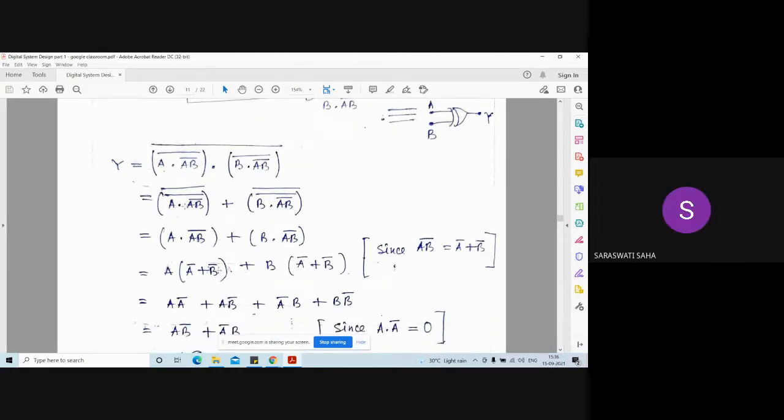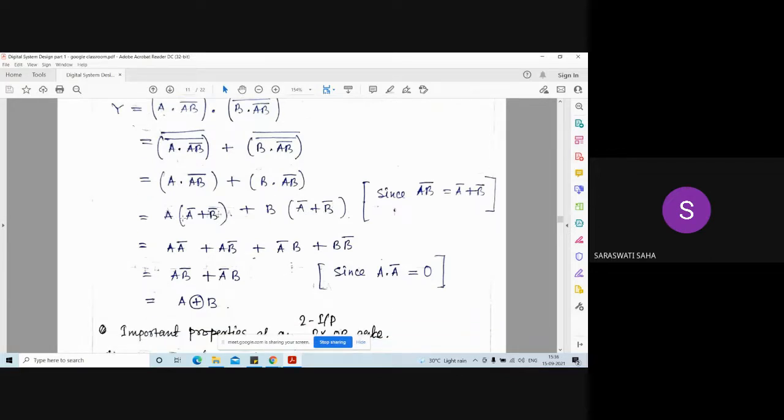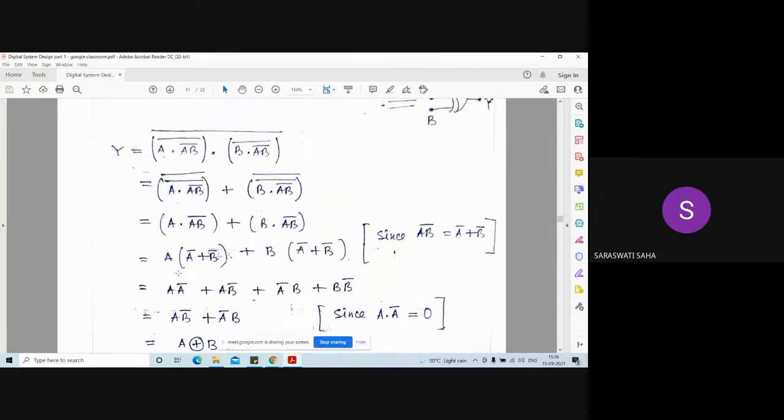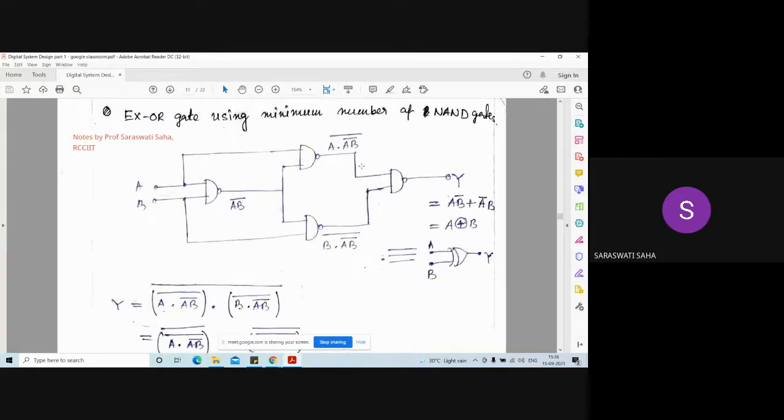So in this way, if you try, then you can reduce. See, here again NAND operation. So use De Morgan's theorem. NAND is equivalent to bubbled OR. Here also NAND is equivalent to bubbled OR. Then you will get A' plus (AB')', and here (B') plus B B'. Using the Boolean rules, A A' gives us 0, and here B B' gives us 0. So finally we will get A B' plus A' B. This is the output expression for XOR gate. So this is the implementation technique of XOR gate using the minimum number of NAND gates.